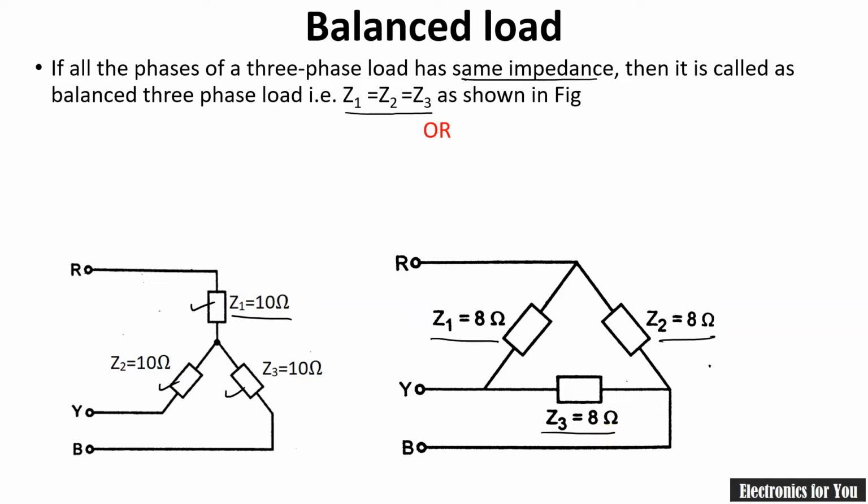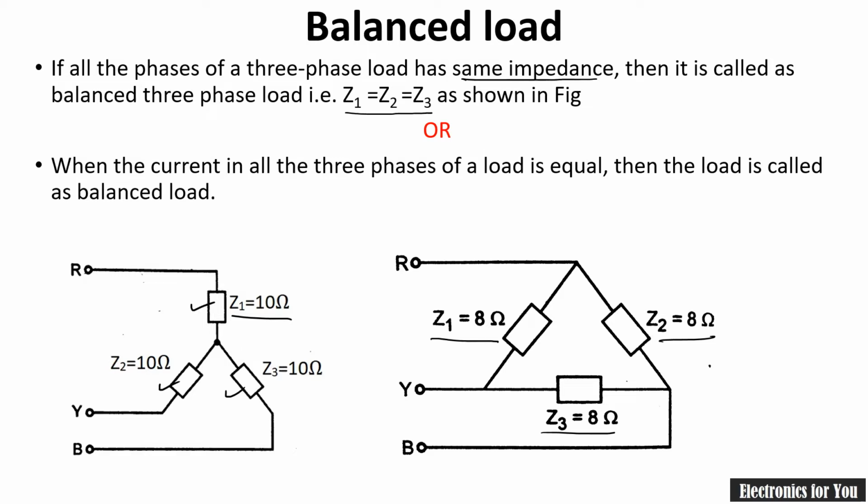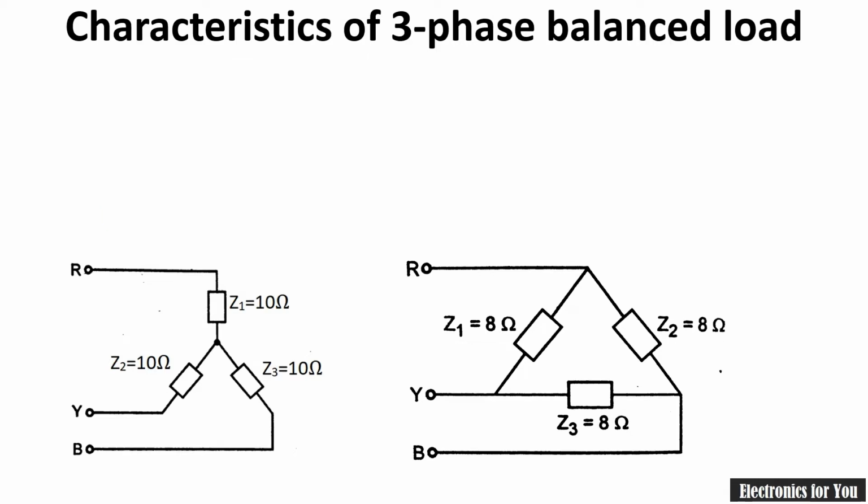The next definition of balanced load can be when current in all the three phases of the load is equal, then it is known as balanced load. The second definition will be this one. This is related with the current, and if the current is having same value, then it is also called as balanced load. For example, the example of balanced load is induction motor, three-phase induction motor especially.